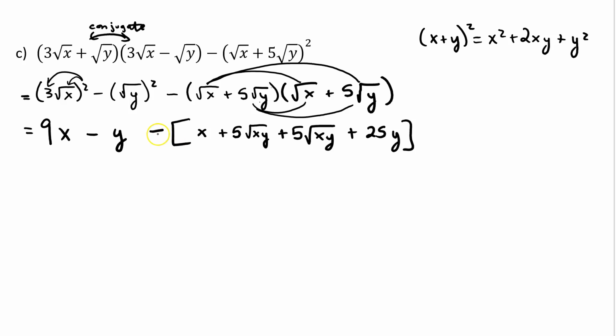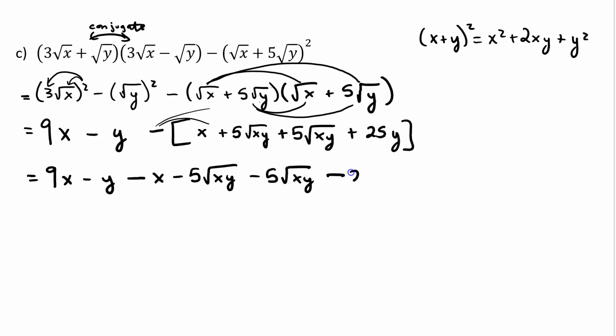So what we need to do is distribute this negative to all of the terms in this bracket. So 9x minus y minus x minus 5 root xy minus 5 root xy minus 25y. Now what I could have done is I could have tightened it up a little bit. I could have simplified because here's a like term with a like term, but we'll just do it in this line, no problem. 9x minus y minus x minus 10 root xy minus 25y.